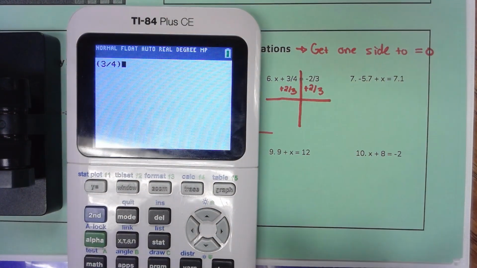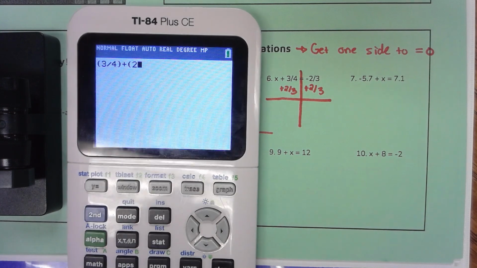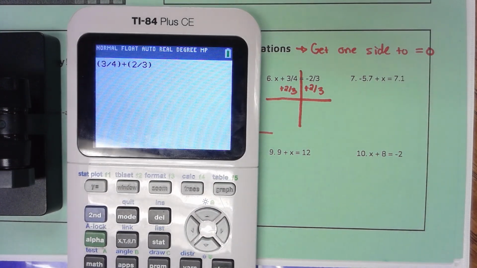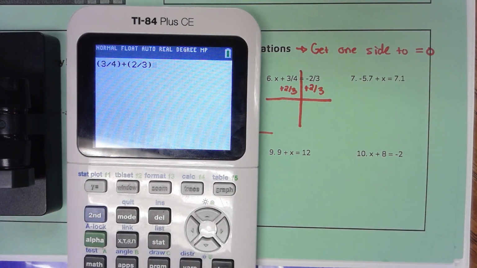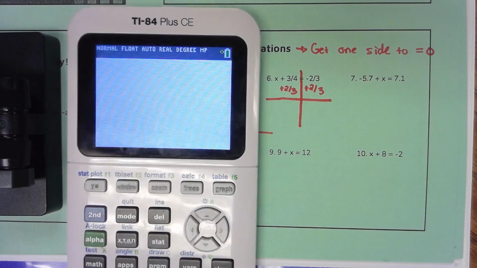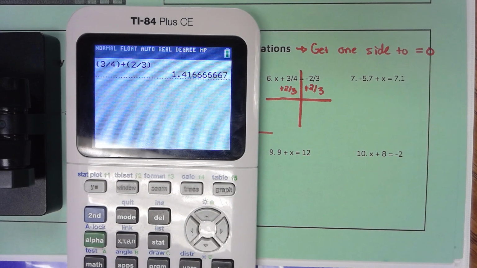And I'm going to add 2/3. Now notice how I'm putting everything in here. I've got parentheses around the fractions. The fractions are division problems. Some calculators can actually do the full fraction, but for this one, I have to do it as 3 divided by 4 plus 2 divided by 3. My calculator says that it's 1.41666666. We'll just go ahead and do 3 decimal places.